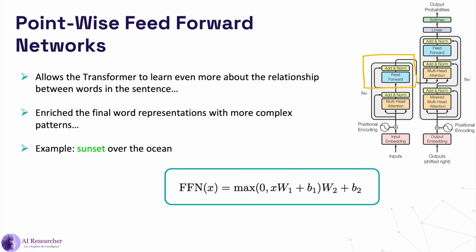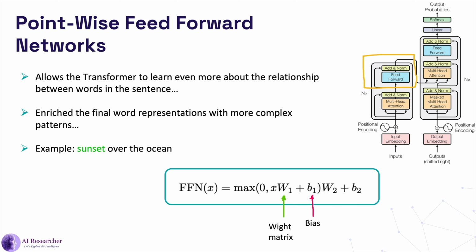A feed-forward neural network consists of two linear transformations with a ReLU activation in the middle. Let's take the same example, sunset over the ocean. The first linear transformation takes the input, sunset, multiplies it by a weight matrix W1, and then adds a bias term B1. This is the first transformation, which changes the representation of the word sunset into a different space. Afterwards, the transformed version of sunset is passed through the ReLU activation function, which keeps any positive values as they are and changes any negative values to 0.